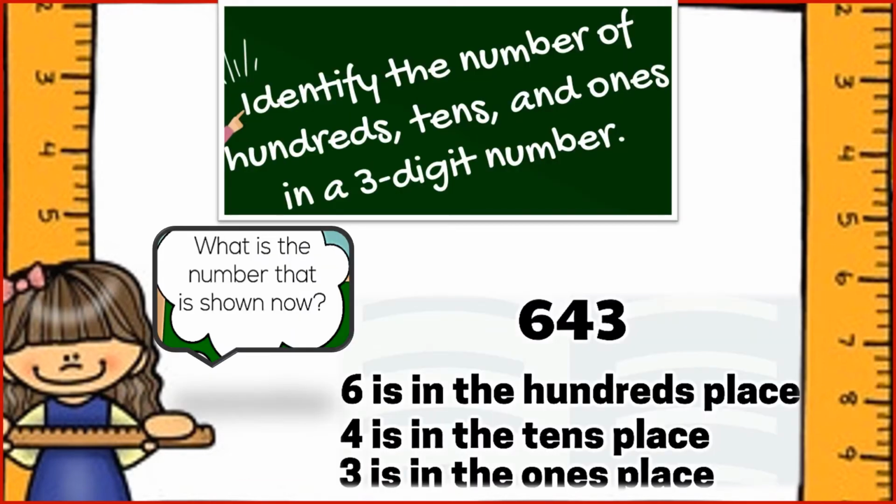Dear children, let's identify the number of hundreds, tens and ones in a three-digit number. So what is the number that is shown now? You can see a three-digit number 643. So 6 is in the hundreds place, 4 is in the tens place, 3 is in the ones place. So let's see some examples by splitting the numbers.